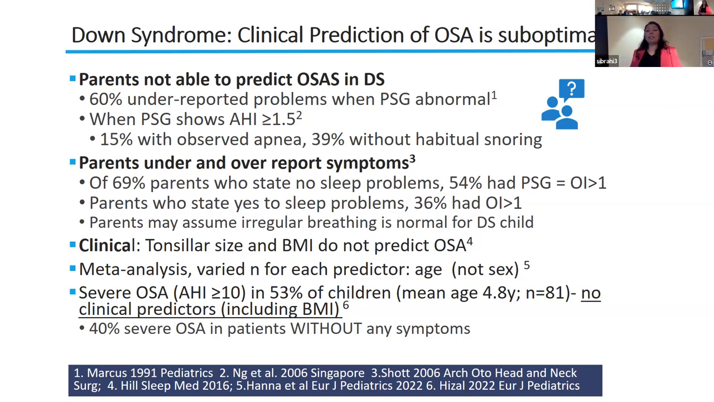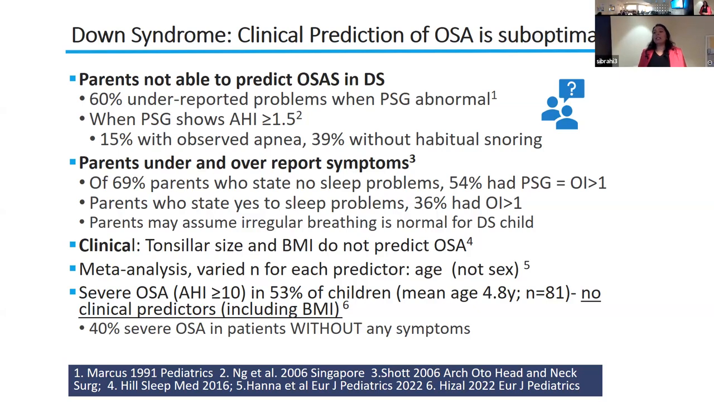And then a meta-analysis looking at all this pool, every little predictor, and the only thing that came out was really age, not sex. And you'll note that in pediatrics there's an equal gender distribution in both males and females. And in one study looking at severe obstructive sleep apnea, and note, obstructive sleep apnea severity, AHI greater than 10, people will look at it and go, what? So that is considered severe in sleep apnea. And I'll show you some data to support that.